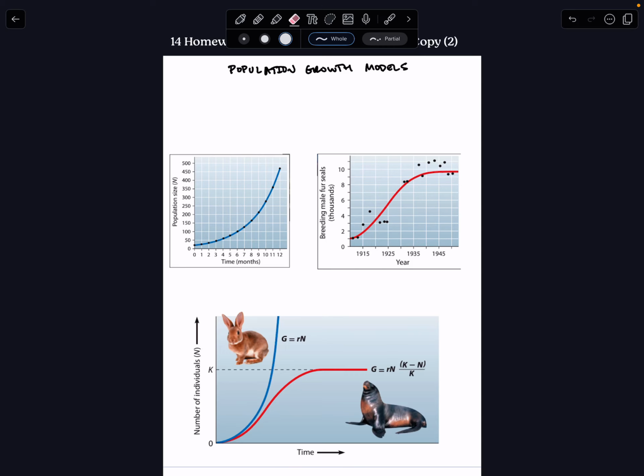Hey Team Bio, welcome to your screencast on, it's really a review of population growth models and a little more in-depth look at how populations change and grow over time.